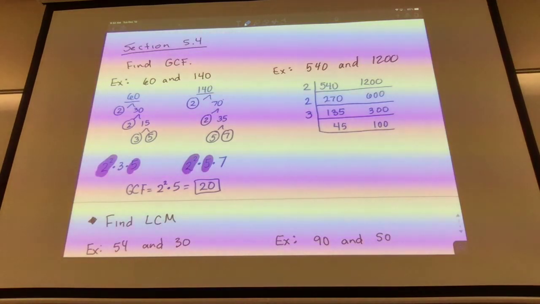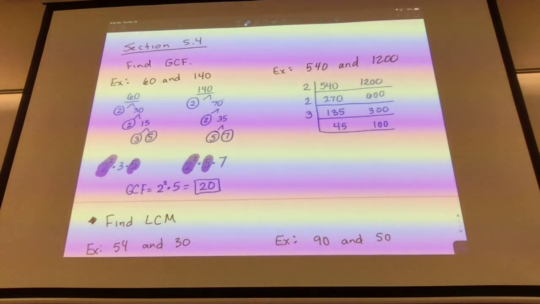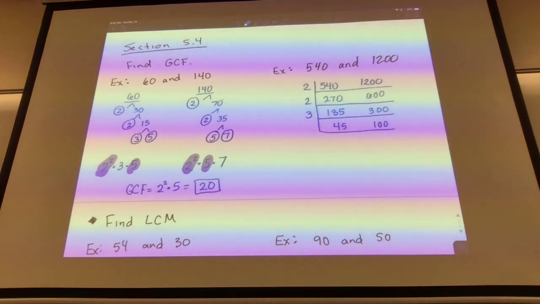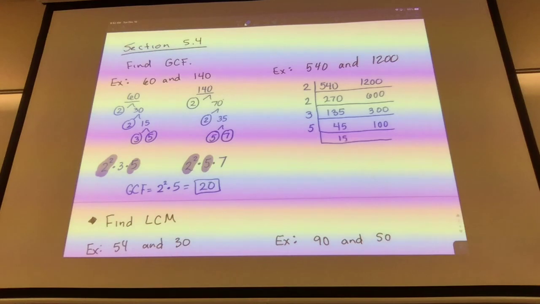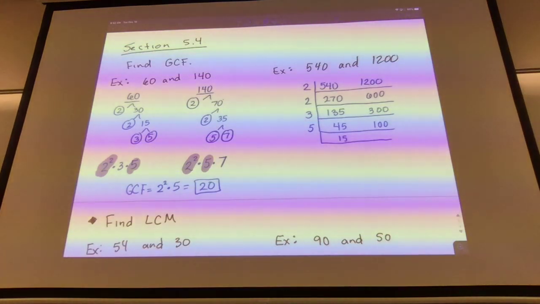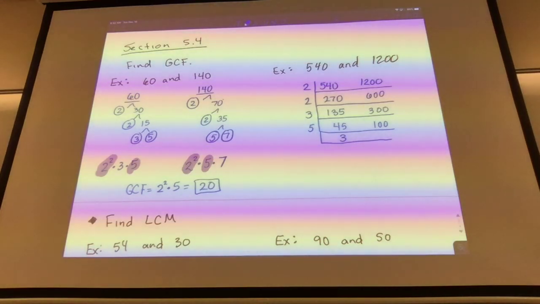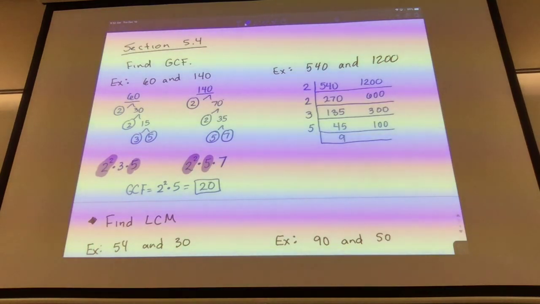45 divides by 3, but 100 doesn't divide by 3, so I'm going to look at the next prime number, which is 5, and this is easy because they both end in a 5 or a 0. So 45 divided by 5 is... oh, I mean not 15. 9. 9 times 5 is 45.